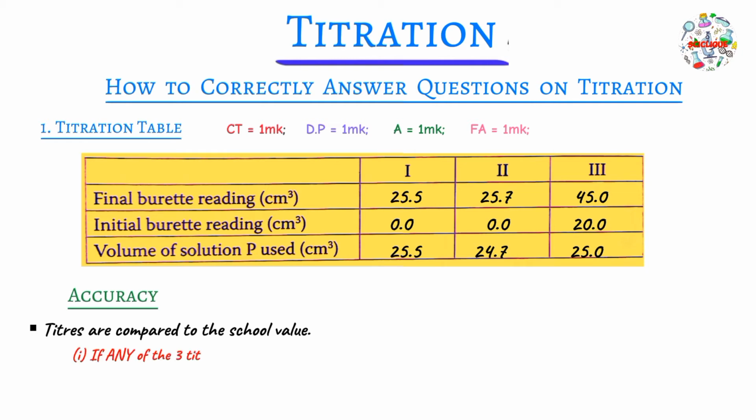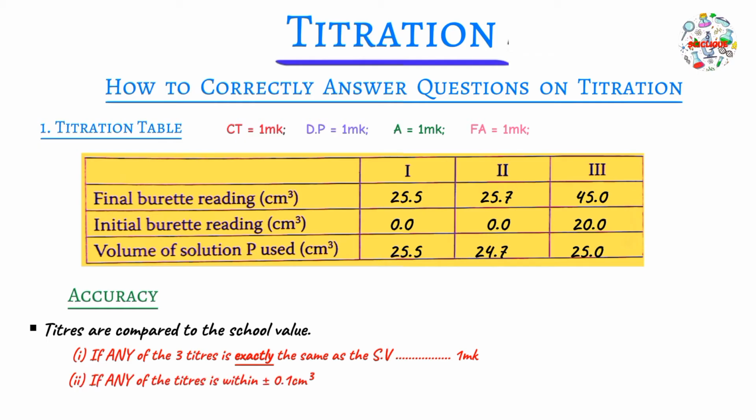If any of your 3 titers is exactly the same as the school value, then you get yourself 1 mark. So for example, if the school value is 25.5 and you have 25.5 as one of your titers, then you get that 1 mark. Now moving on, if any of your titers is within 0.1 cubic centimeters of the school value, you also get yourself 1 mark.